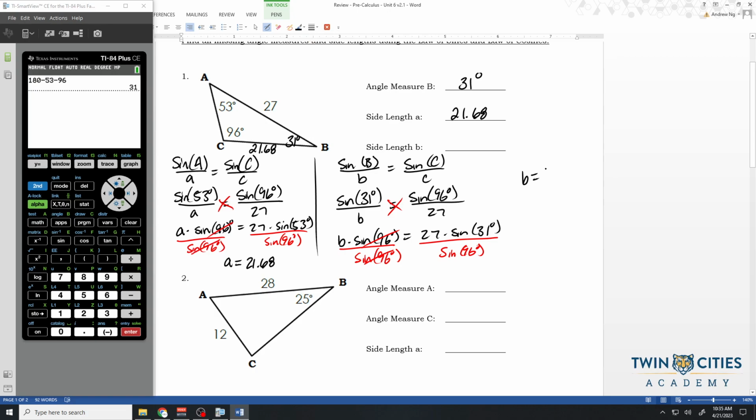Okay, b is equal to 27 times the sine of 31 divided by the sine of 96. This is 13.98. It's close enough to 14. We'll call it 14. There we go. Let's move on to number 2.